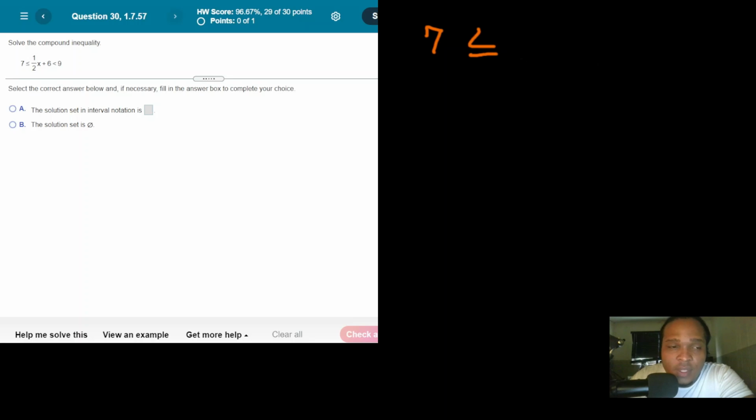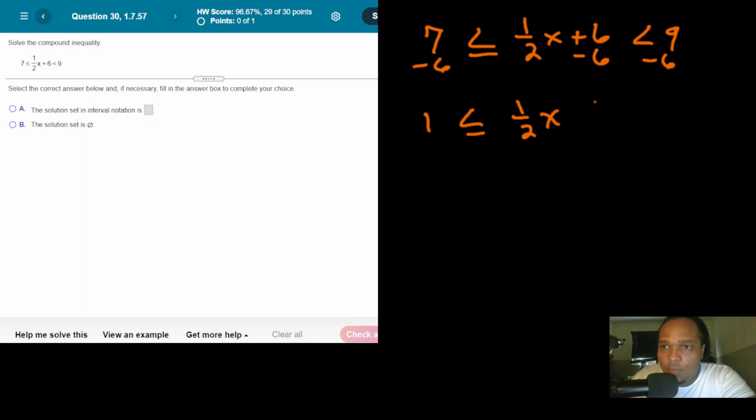Okay, so 7 is less than or equal to 1 over 2 x plus 6 and less than 9. Okay, so let's go ahead and subtract 6 from all 3 sides. You get 1 is less than or equal to 1 over 2x less than 3. Now, this 1 half x is in between. I would like to get rid of that 2 that's underneath. When you have 1 half x, isn't that basically x divided by 2? So to get rid of a division, don't we multiply? So to get rid of a 1 half, we're going to multiply by 2 because 2 halves make a whole, right? So just multiply each and everything by 2, and that should get rid of the 1 half.